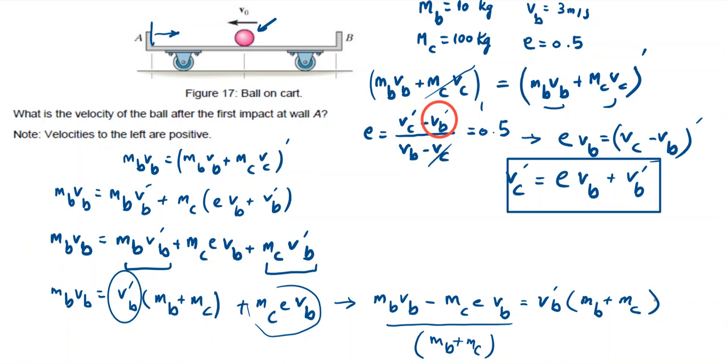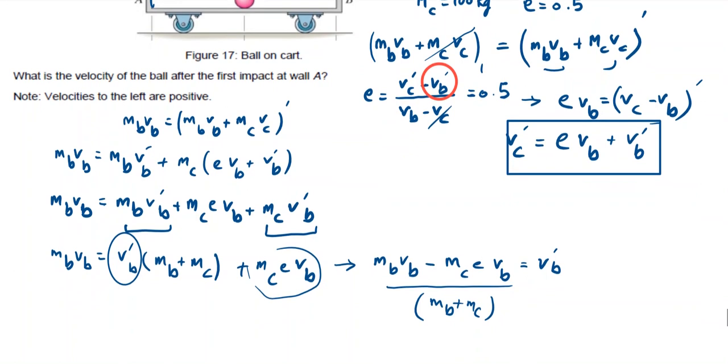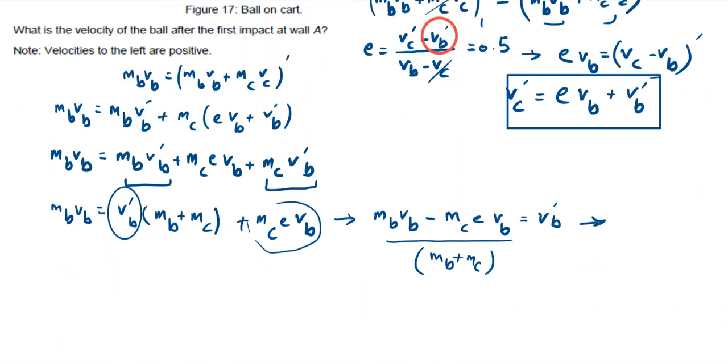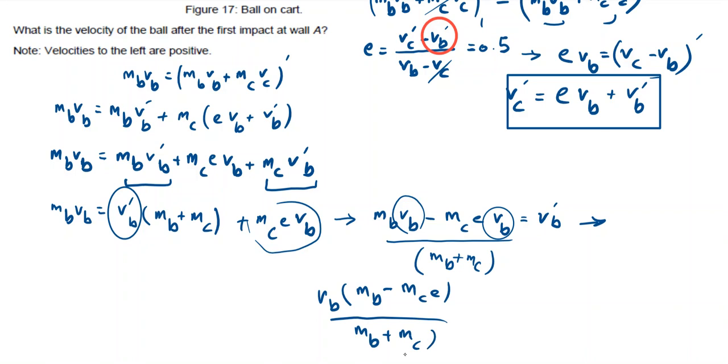I would just clean that up from here. And now I can easily find out V prime B. I have all the values: the mass of the ball, velocity of the ball, mass of the cart, and E. I just sub in the values. Let me do one more rearranging. Because the VBs are all the same, I would say VB times MB minus MC E. Now it's just everything over the mass of the ball plus the mass of the cart.